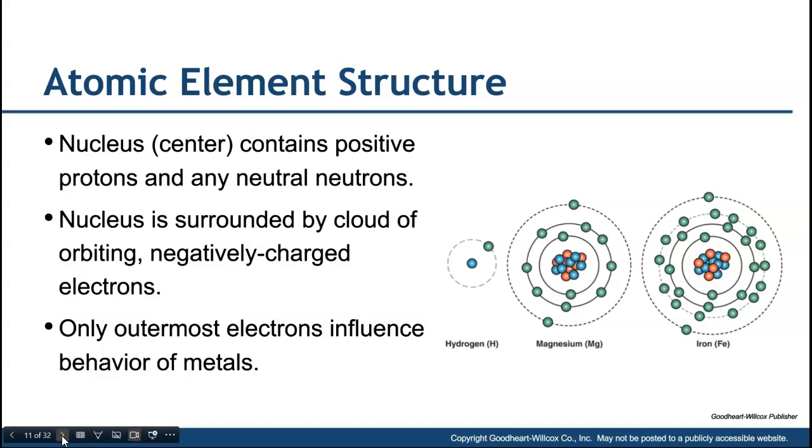Typically your outermost electron shell wants to be filled, and if that is filled, we refer to that as a more stable element. Here it gives you an example of iron, hydrogen, and magnesium, showing the nucleus and your neutrons and protons as you go through.